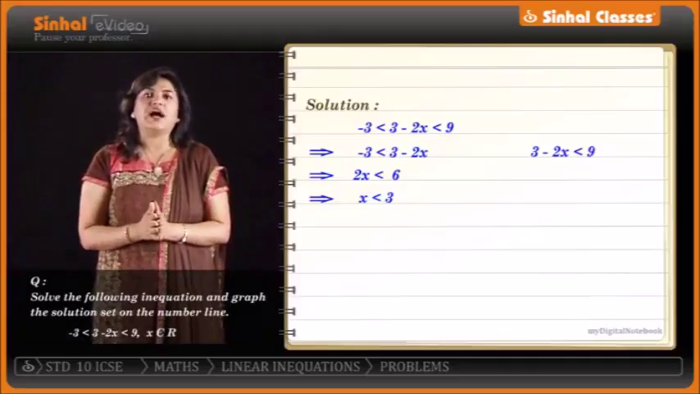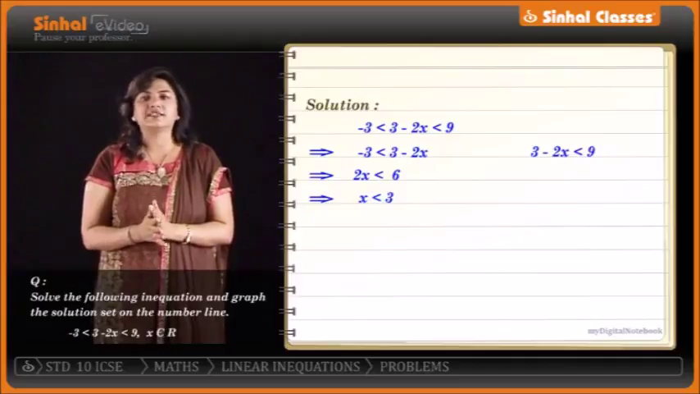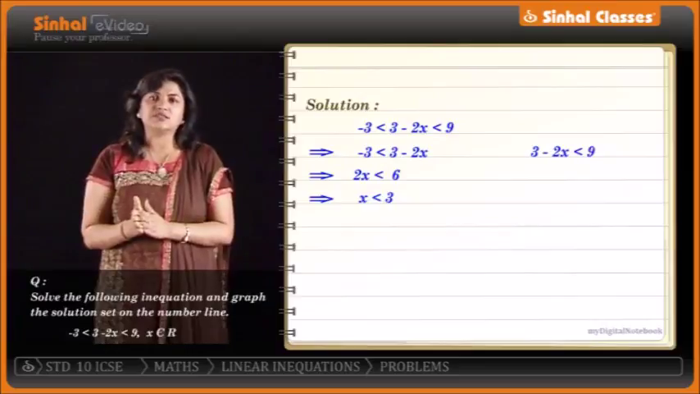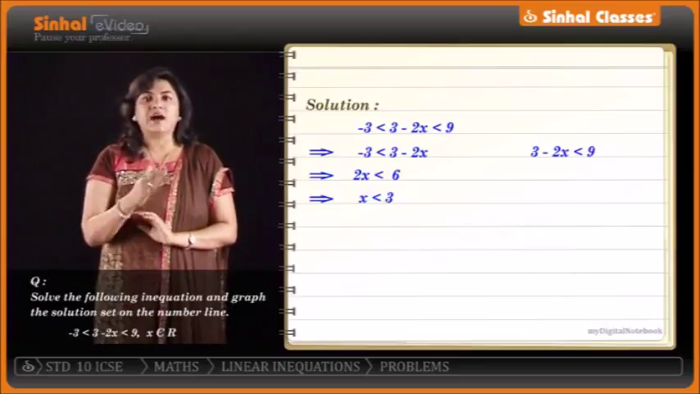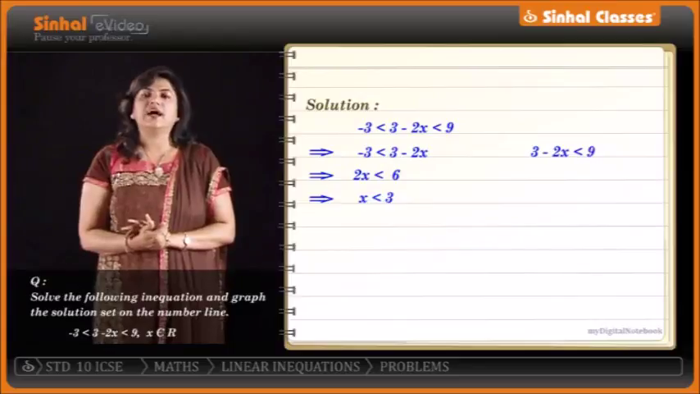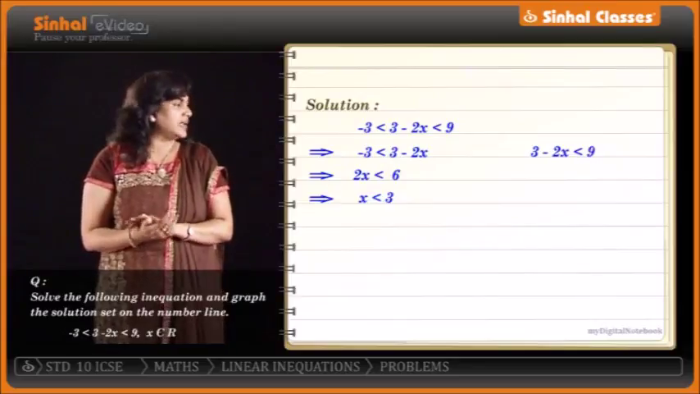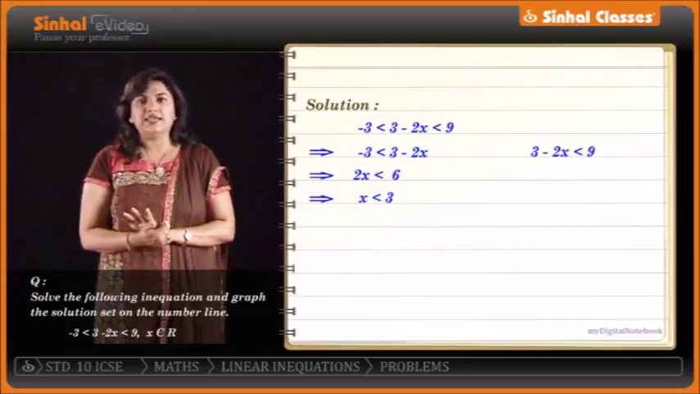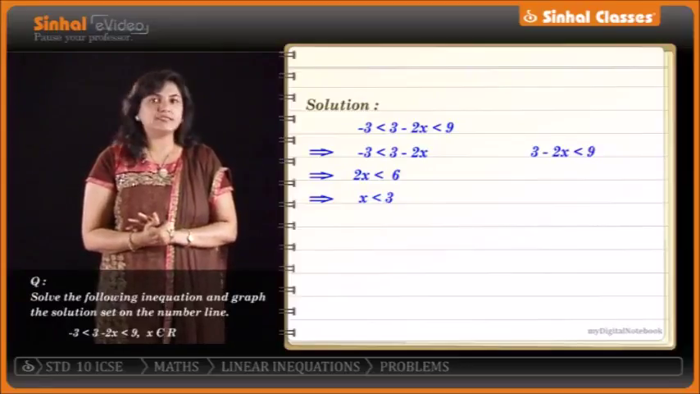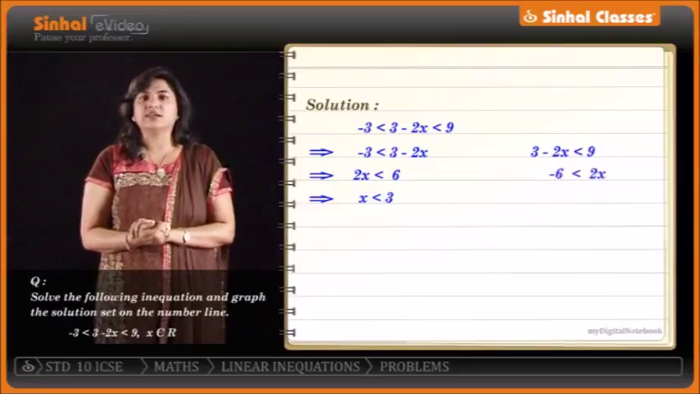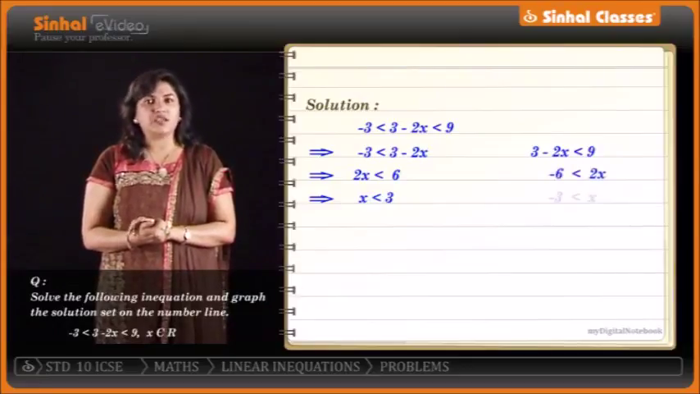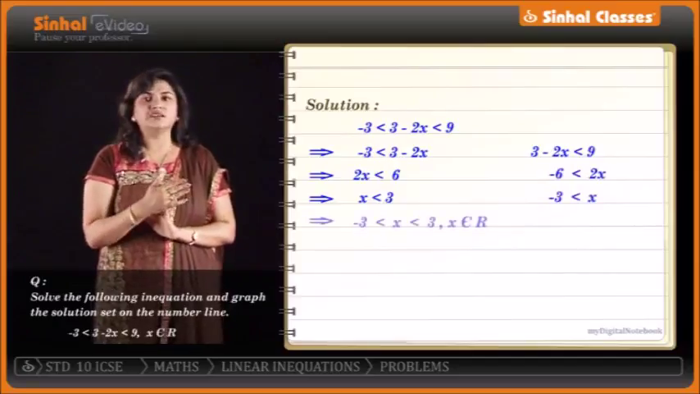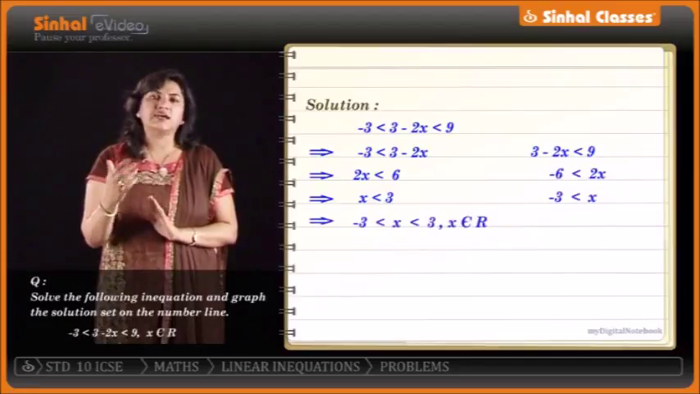So we will try and keep the coefficient of x positive as far as possible. So we do not do this. We instead transfer minus 2x to the right side and make it 2x and bring 9 to the left. So we get 3 minus 9 less than 2x. That is minus 6 less than 2x. Divide by 2, minus 3 less than x. Now we rearrange them as minus 3 less than x less than 3.